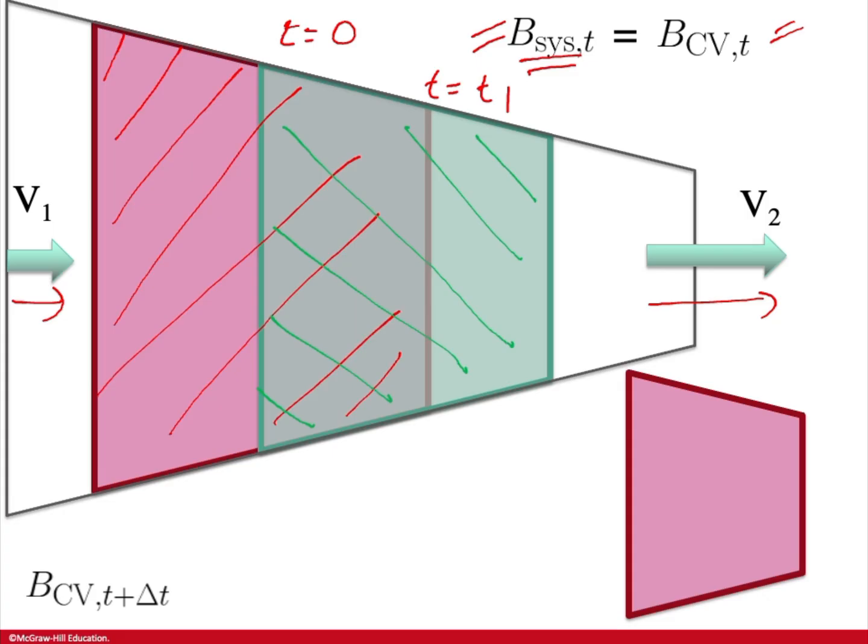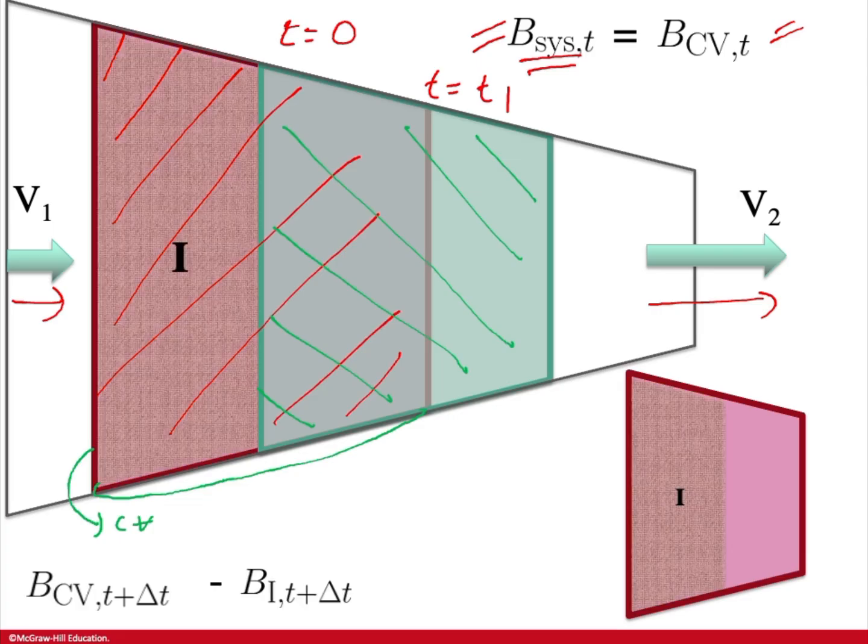But in the case of a control volume approach, you are still looking at this volume itself. You're not moving with the fluid. So for a control volume, the volume that you're concerned with is the red one. So at time t equals t1, you are not looking at the exact same volumes.